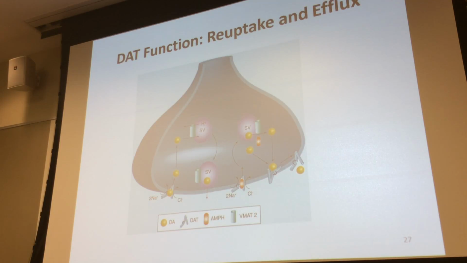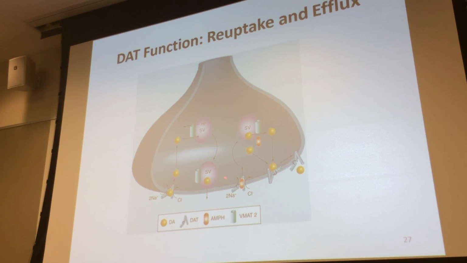So, what is the function of the dopamine transporter? We talked about it a little bit before. One of the transporter's functions is to reuptake the dopamine in the synapse back to the vesicles, so the dopamine can be repackaged and recycled for the next stimulus.